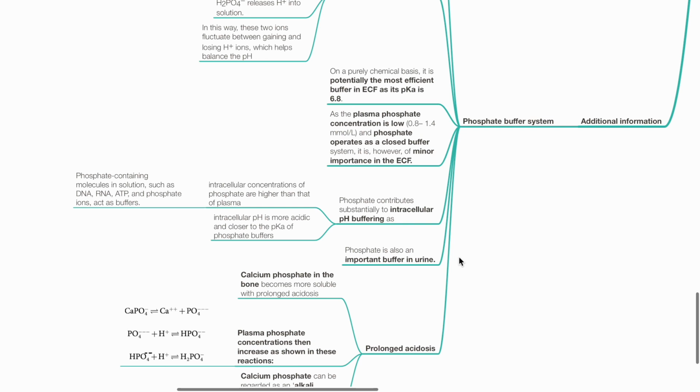As intracellular concentrations of phosphate are higher than that in the plasma, phosphate-containing molecules in solution such as DNA, RNA, ATP, and phosphate ions act as buffers. Intracellular pH is more acidic and closer to the pKa of phosphate buffers. Phosphate is also an important buffer in urine.